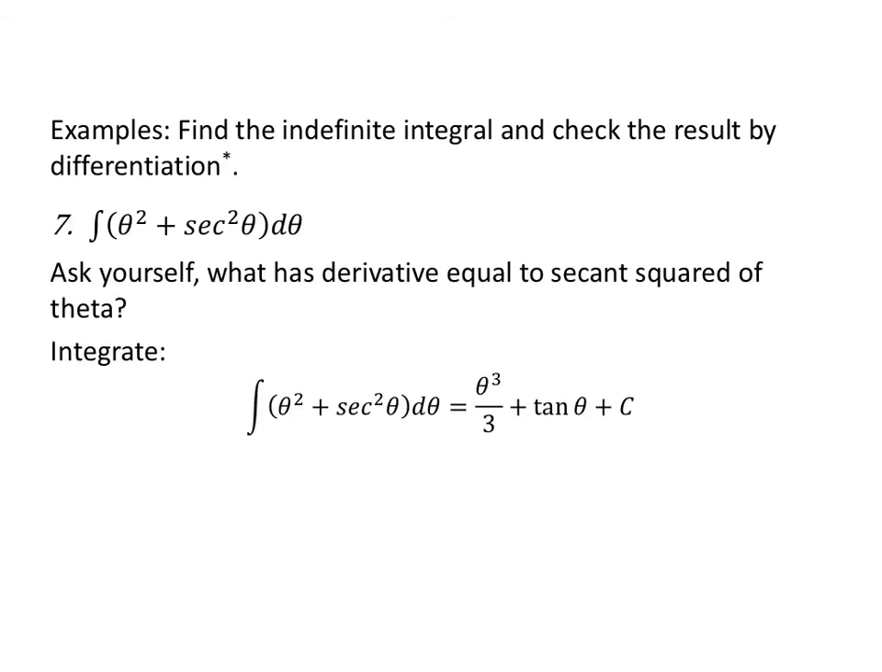The antiderivative of theta squared plus secant squared theta d theta. Again, we ask ourselves, what has a derivative equal to secant squared of theta? Well, tangent of theta has a derivative equal to secant squared of theta. Therefore, the antiderivative of secant squared of theta is tangent of theta. And of course, we know the antiderivative of theta squared is theta cubed over 3 because we add 1 to the exponent, divide by that new value, and we will never forget plus c.